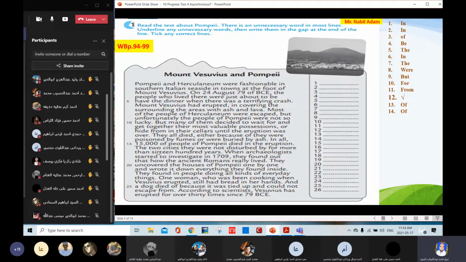They. Okay, line 15. Let's see. 15,000 people of Bombay died in the eruption. The two cities, they were not disturbed. So we delete here, they, in line 16, I think. It's line 16. Okay. Yes, let's see. Ahmad Altras.